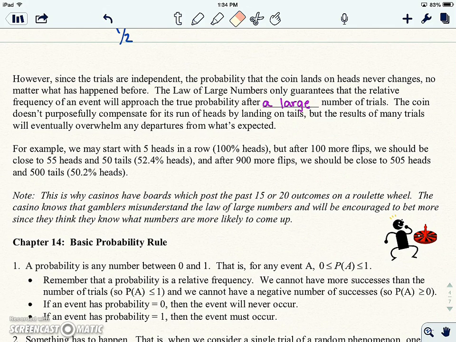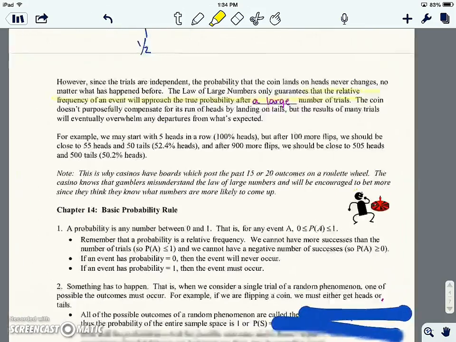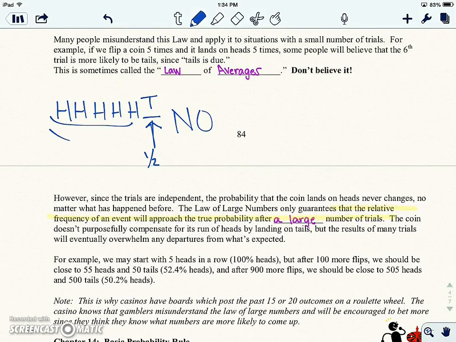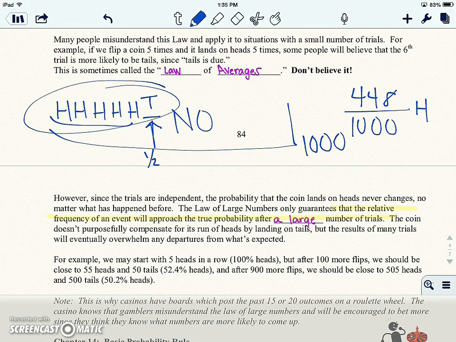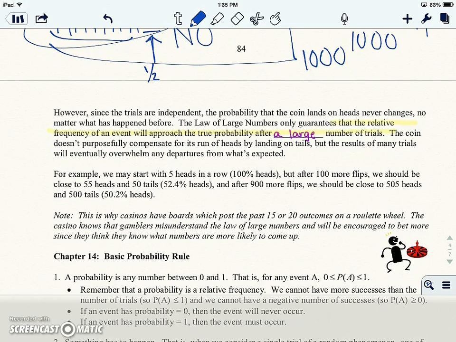The law of large numbers only guarantees that the relative frequency of an event will approach the probability after a large number of trials. So again, if we did this flipping of a coin 1,000 times, then we're guaranteed it's going to be really close to 50% heads, 50% tails, maybe 448 out of 1,000 heads. Because by then we've done it enough times that we're less likely to have these streaks really matter.